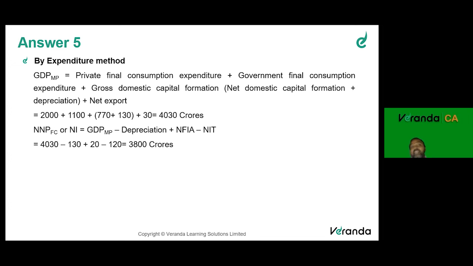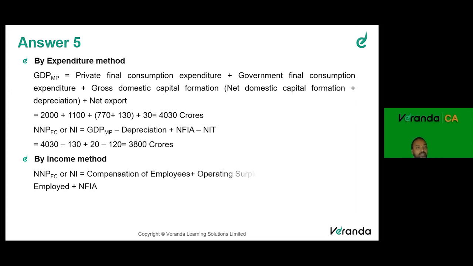Now, ideally, even if you go by the income method, that should somewhat correspond to 3,800 crores. But again, there is some variance. The variance may not be more than 2% in the real sense. Okay. So if you look into this, NNP or NI, that is national income, equals compensation of employees plus operating surplus plus mixed income of the self-employed plus NFIA.